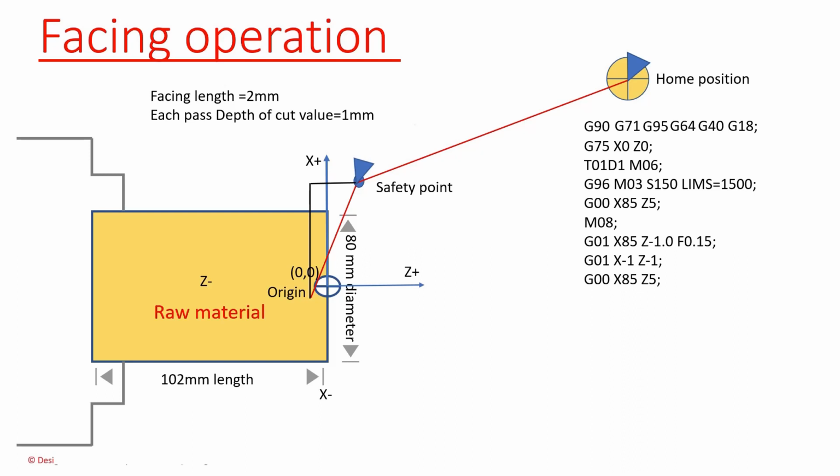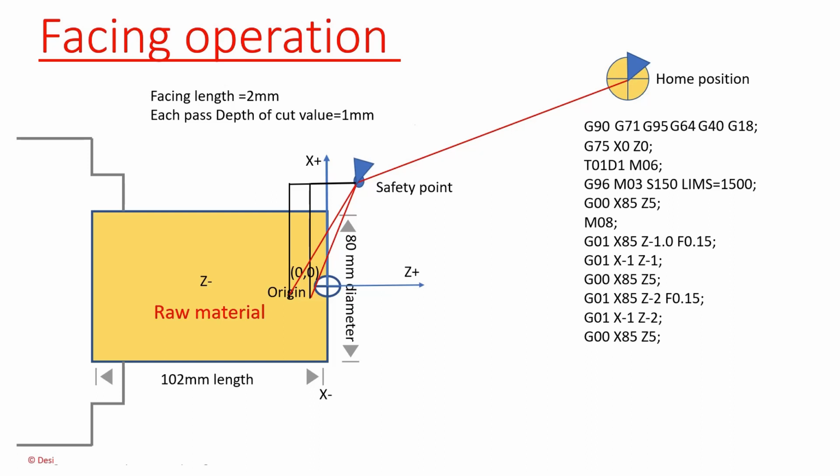Again the tool moves in the Z direction. That value is G01 X85 Z-2 and F0.15. The next tool move is in the X direction. That value is G01 X-1 Z-2. Next, the tool returns to the safety point. G00 X85 Z5. The second pass is also completed.